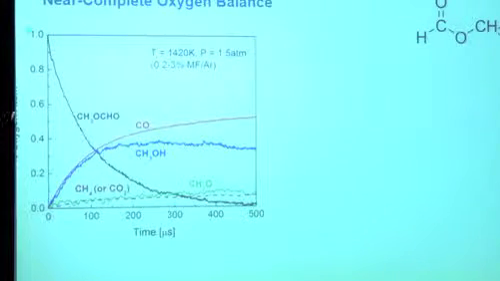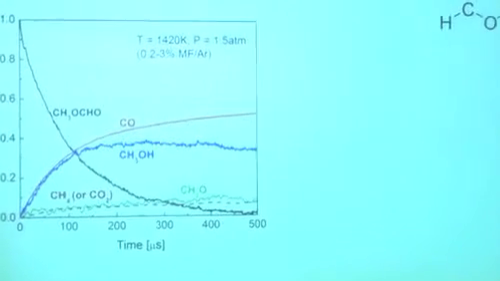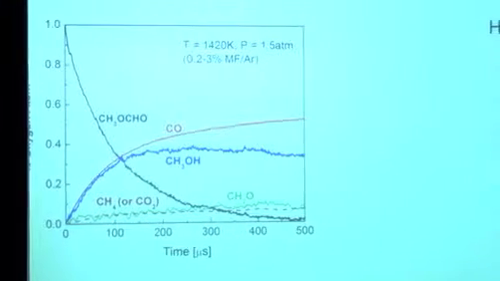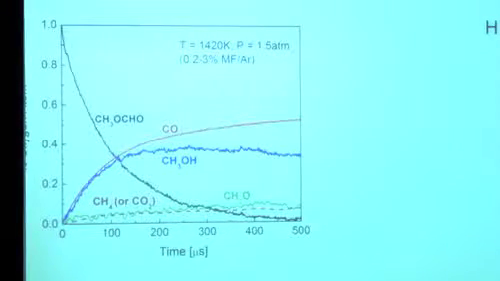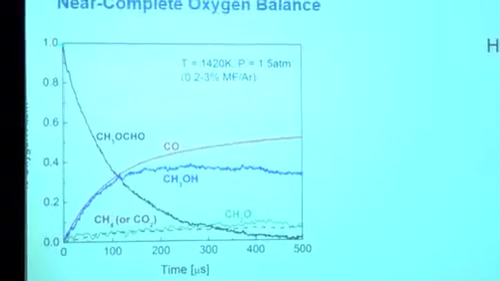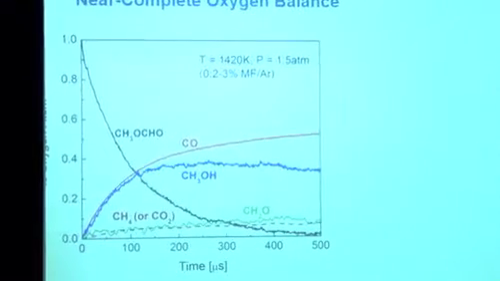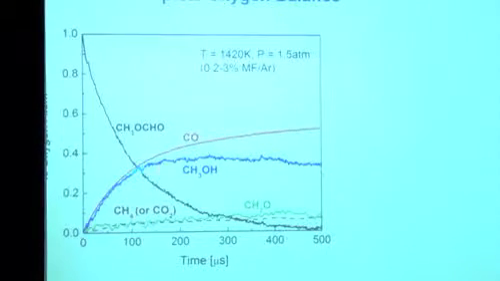I had this question before. I think this is the fraction of the oxygen. And the idea was, can we possibly track all of the oxygen and therefore be sure we know what we're doing? So initially, all of the oxygen is up here in methyl formate. As time goes on, the CO and the methanol grow linearly. At about here, the methanol starts decomposing and produces more CO.